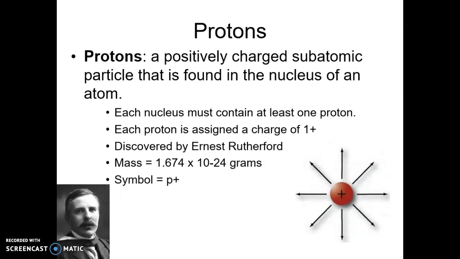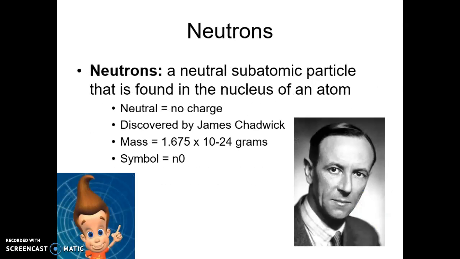Okay. Now we're going to talk about Chadwick and the neutrons, and then we're going to talk about comparing subatomic particles as well as mass number and atomic number. So James Chadwick comes along after Rutherford and Thomson, and he discovers the neutron, which is a neutral subatomic particle that's found in the nucleus of an atom. This one was probably the hardest one to discover after the other two, because this one didn't have a charge, but they knew it was there because it did have mass. So neutron, neutral.